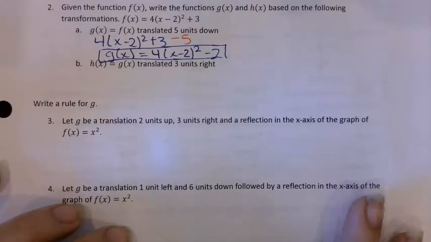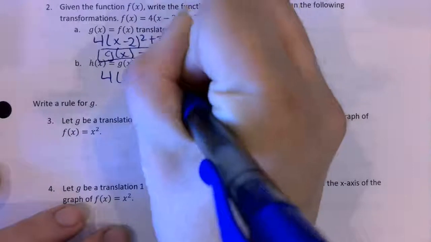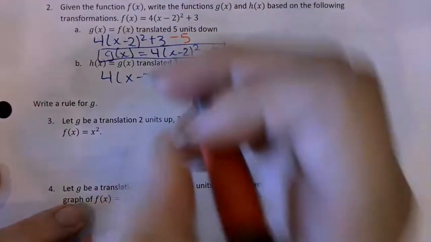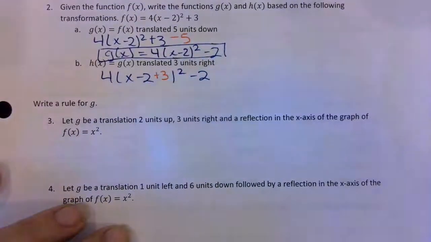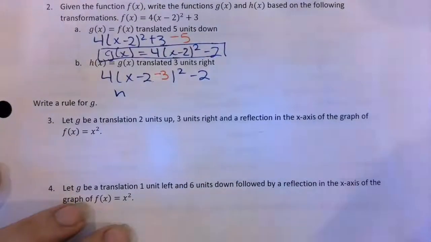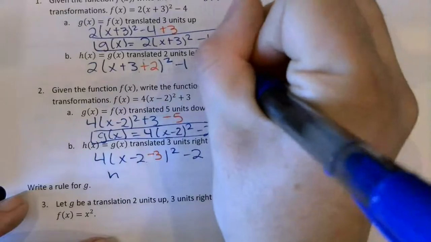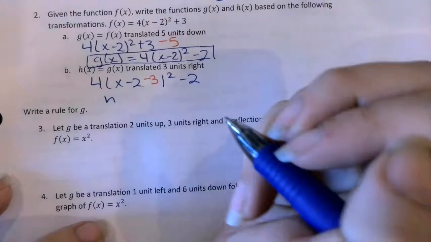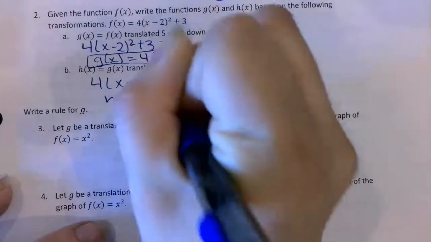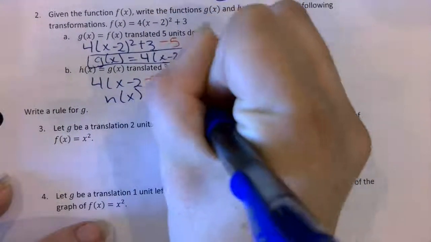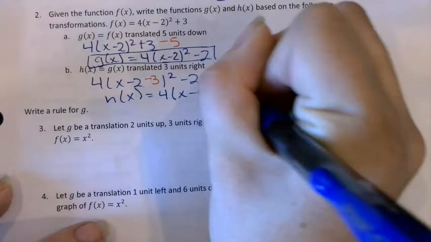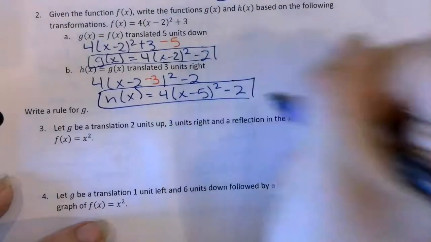B is changing g of x, the one I just did, and it's going to move it right. So I have 4(x minus 2) squared minus 2, 3 units right, so I add 3, subtract 3 I meant, because right is opposite the sign. And then I combine like terms. This one shouldn't have been g of x, it should have been h of x. This one is also h of x. So I have the 4 on the outside, that didn't change. (x minus 5) squared minus the 2.